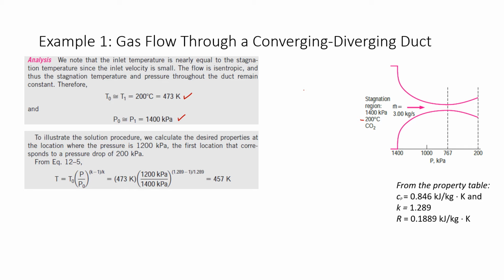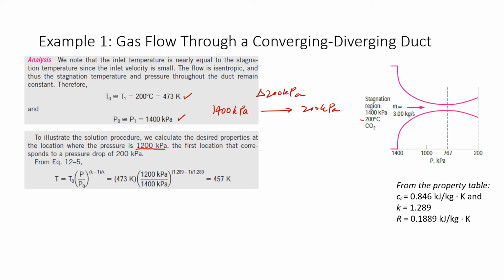We calculate the desired properties at the location where pressure is 1200. Why 1200? I mentioned just now, from 1400 to 200 kPa at a step of 200 kPa pressure drop each. So we take the first one, which is 1400 minus 200, 1200 kPa.